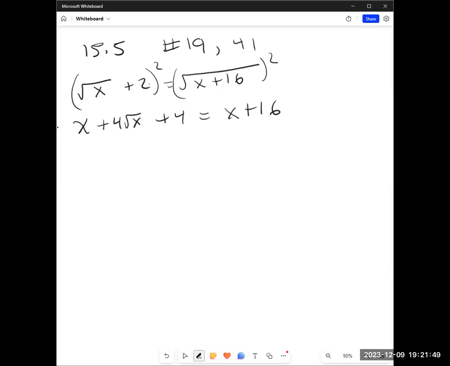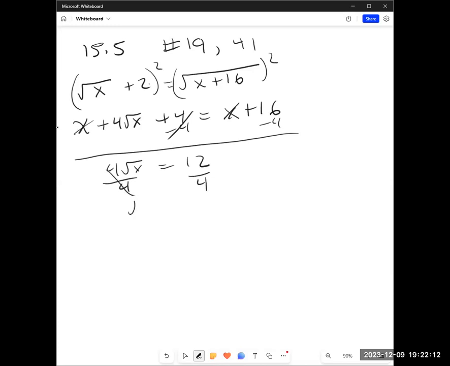Then I'm going to try and isolate this square root. I'm going to get everything that doesn't have a square root in it over to the other side of the equation. So when I subtract x to get it to the right-hand side, that just goes away. I subtract 4. That gives me 12. Divide by 4. And I get 3. And then when I square both sides again, this is where I'm using it the second time, I get 9.